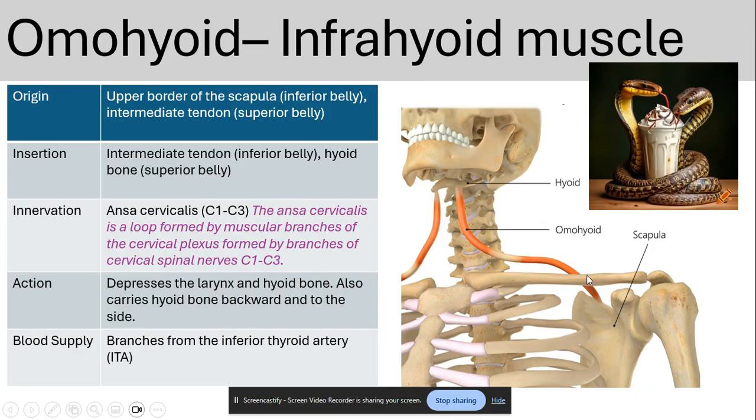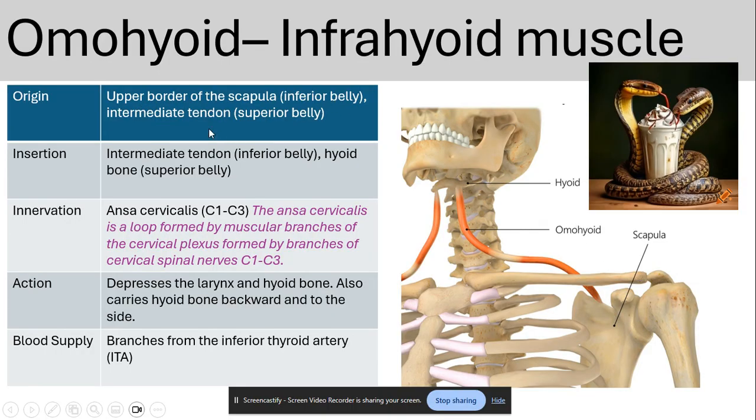Alright, so there are two snakes coiled up around an ice cream or a milkshake. As you can see, there are two snakes coiled up around the milkshake. You can take this as a milkshake. So that's omohyoid, like "oh my god, hyoid." So omohyoid. Alright, so upper border of the scapula.